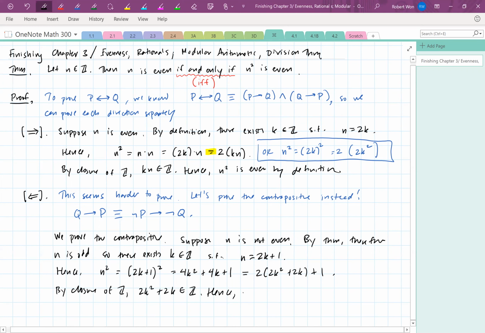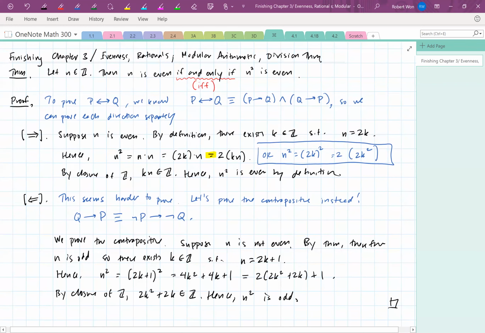Hence, n squared is odd, which completes the proof. That's both directions. Okay, so all the blue here are remarks, but the black text here is a complete, correct proof that would be acceptable on, say, a homework assignment.